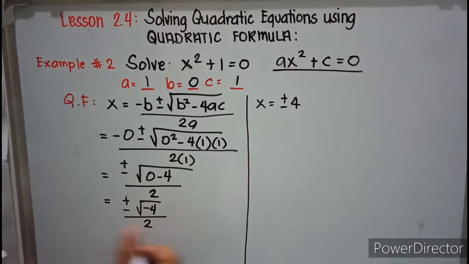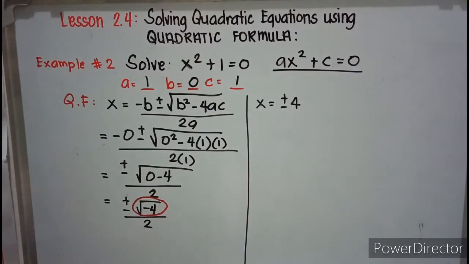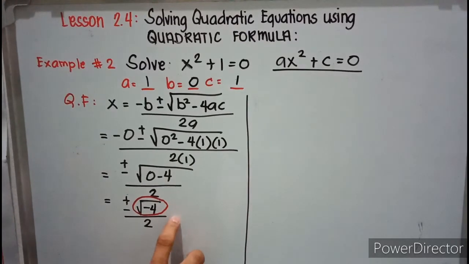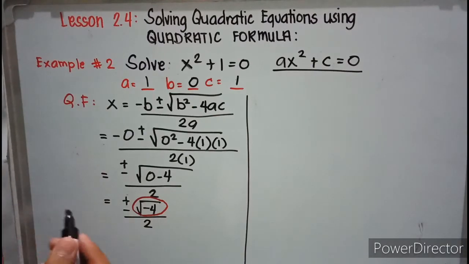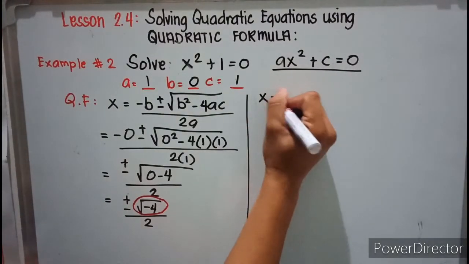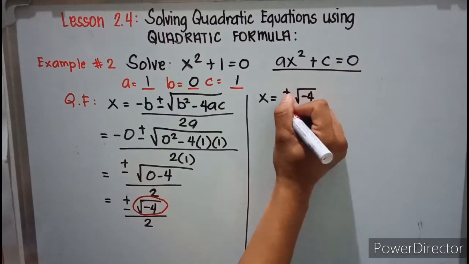So at this part, you will see square root of negative 4. In reality, there's no such number as square root of negative 4. When you press your calculator, square root of negative 4, it will show an error because there's no such number that exists. So for the sake of computation for quadratic equations, we will introduce another type of number. So let's have x is equal to plus or minus square root of negative 4 all over 2.